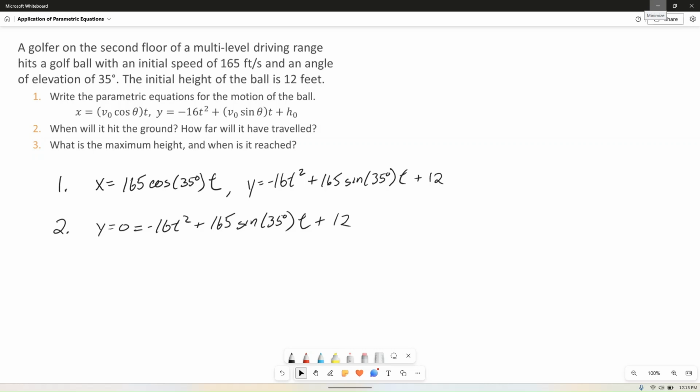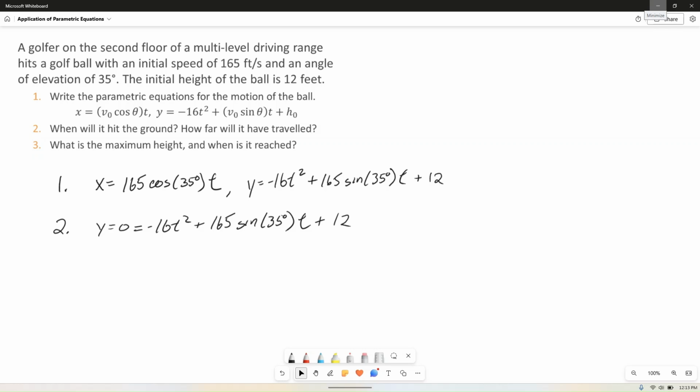Okay, so as you look at that equation, that is a quadratic equation, right? Because we have a t squared. We also have a t. So there are several ways that we could go about solving this. If you're using technology like Desmos or a graphing calculator, you could graph this quadratic equation and find where it hits the x-axis. So that's one way to do it.